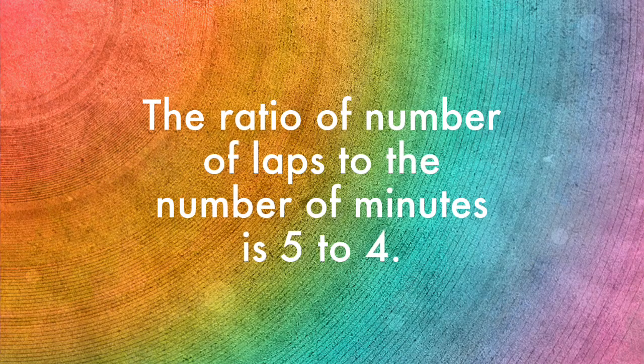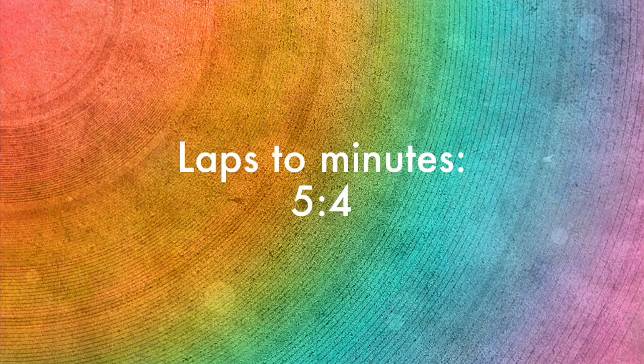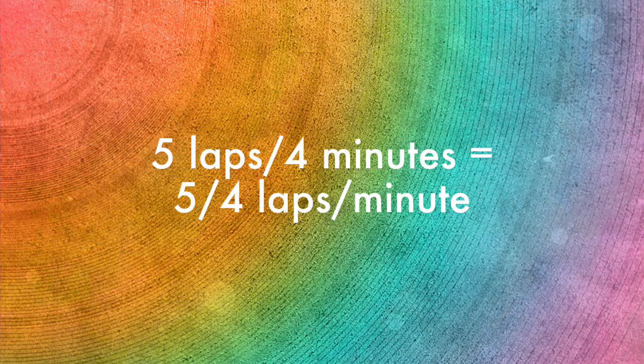Take this ratio, 5 laps to 4 minutes, and turn it into a rate. So the ratio was 5 to 4, which was our laps to minutes. But to find out what the rate would be with a unit of 1, we would have to divide both sides by 4. Well, I know 4 divided by 4 is 1. That would give us 1 minute. But what is 5 divided by 4? Well, isn't it 5/4? So we are free to say 5/4 of a lap per 1 minute is the rate.